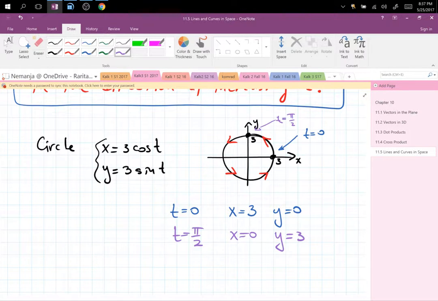As you go from 0 to 1 to 2 to 3, or from 0 to pi over 2 to pi to 3 pi over 2, 2 pi, and so on. And now we are going to discuss one of the coolest shapes, and that would be the helix.